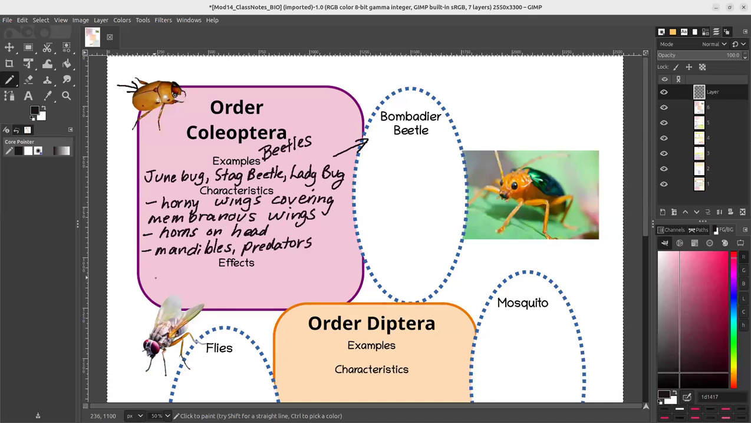Now they have both good effects and bad effects. Some of the good effect is they will eat harmful insects, like the lady beetle, ladybug. But they can also destroy good crops too by eating them. An example of that was the Japanese beetle. There are certain crops that the Japanese beetle loves.